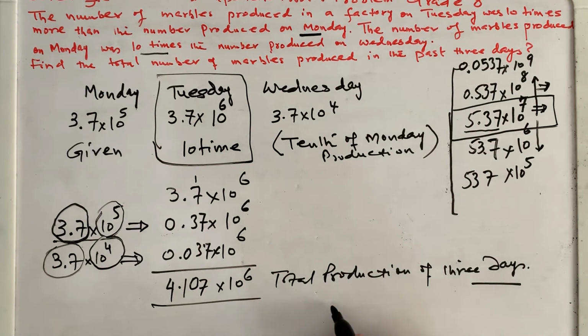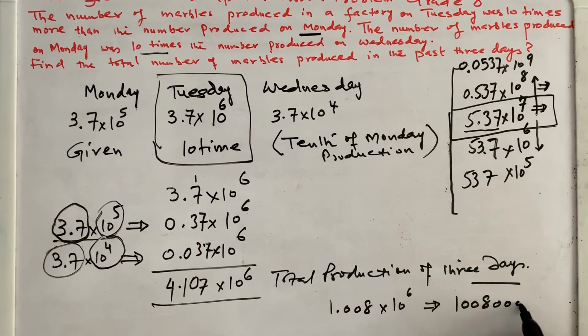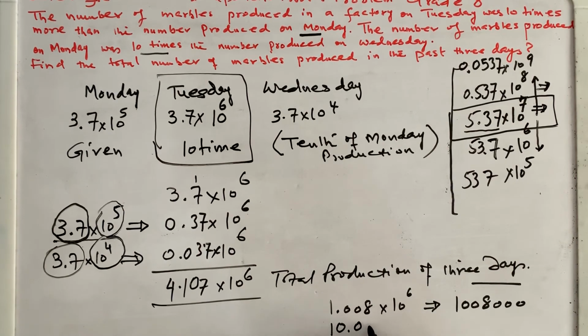Or you can take another example. If I have 1.008 into 10 to the power 6, what does it mean in standard form? It means in standard form 1008 followed by zeros, because I have to place 6 zeros in front of 1, 3 is here and 3 more. Now if I move my decimal here, I multiply this part by 10, so I have to reduce this exponent by 1.